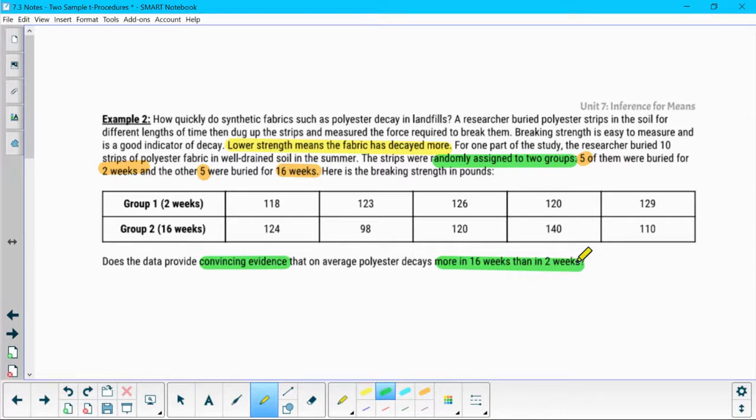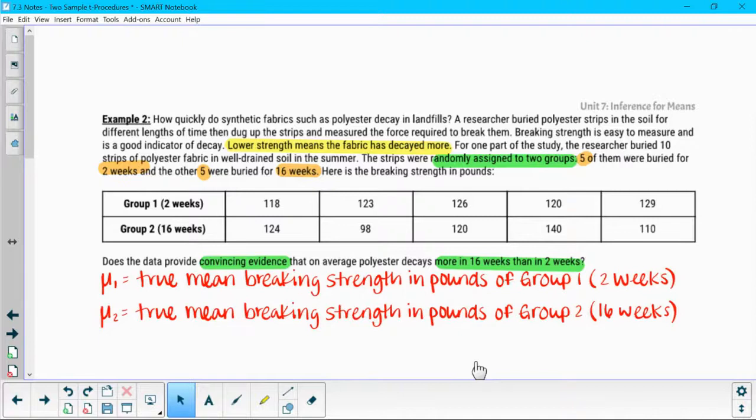So the first thing we want to do is define our parameters. Let's say mu1 is the true mean breaking strength in pounds of group 1, which we're going to say is 2 weeks based on our table, and mu2 is the true mean breaking strength in pounds of group 2, representing 16 weeks in the ground.